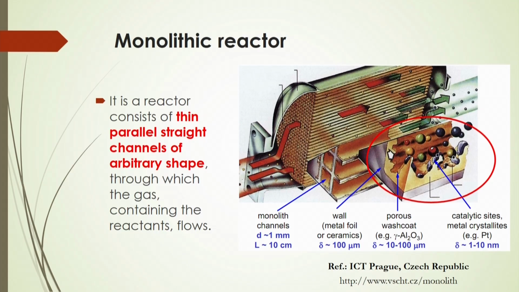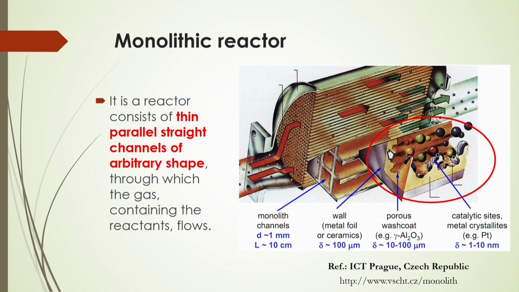Now, what are monolithic reactors? Typical reactors are shown here, which laboratories are procuring. This is called a honeycomb or channel based monolithic reactor, shown in the figure. This reactor consists of thin parallel straight channels of arbitrary shape through which the gas containing the reactants flows.